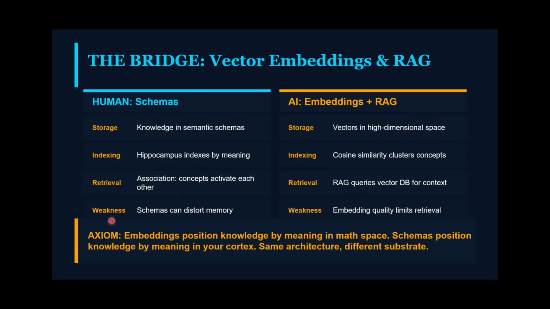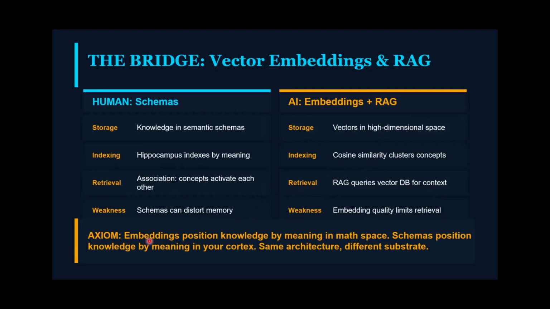Now, the weaknesses for both the human and the AI are that schemas can distort memory. And then for the AI, the embedding quality limits retrieval. So when you're embedding, or essentially converting text to floating point numbers, if you don't do it well, you may lose the ability to have proper context and good similarity search, right? So there are some restrictions on both sides. There are always going to be some limitations, and you just want to acknowledge them and know ways to mitigate some of those.